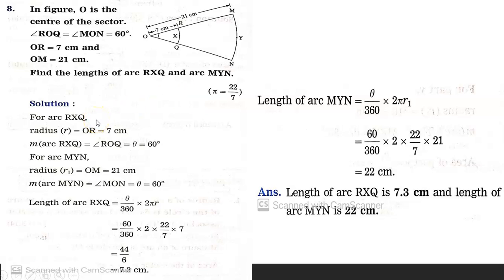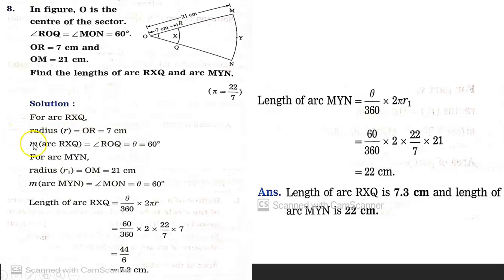Let us start. For arc RXQ, radius OR is 7 centimeters and measure of arc RXQ is equal to angle ROQ, which is theta, and the value is 60 degrees. And for arc MYN, radius R1 is OM, 21 centimeters, and measure of arc MYN is equal to angle MON, theta is equal to 60 degrees. So let us find length of RXQ first.